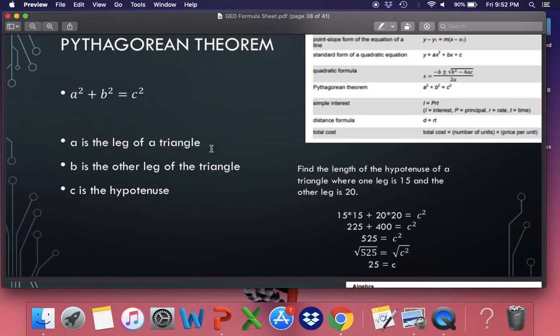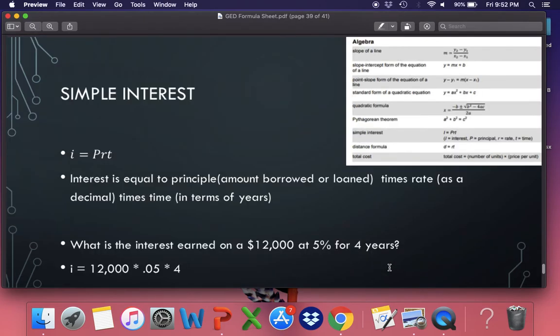So we're going to say A is 15, A squared plus B squared equals C squared. So 15 squared is 225, 20 squared is 400, C squared is C squared. So you add these two together, you get 625 is C squared. So you want to solve for C. To solve for C, you have to get rid of the square. To get rid of the square, you take the square root. Square root of C squared is C, square root of 625 is 25.